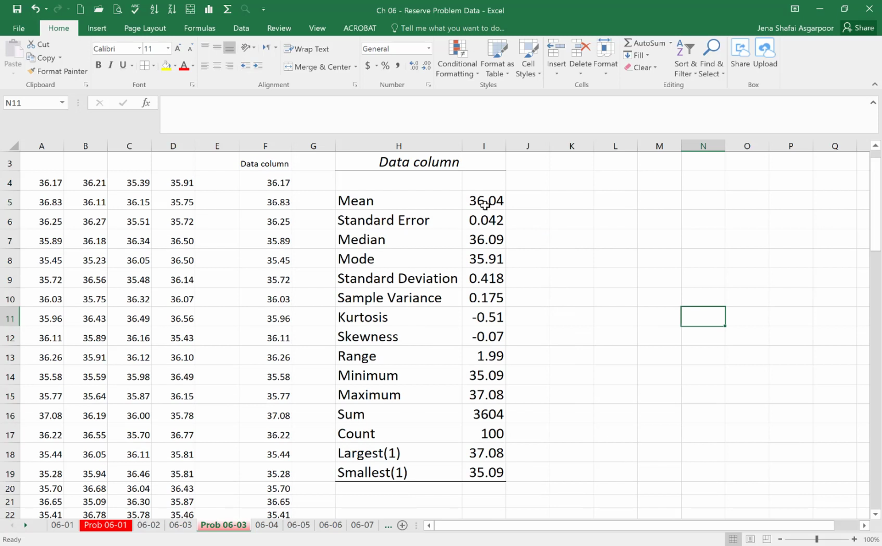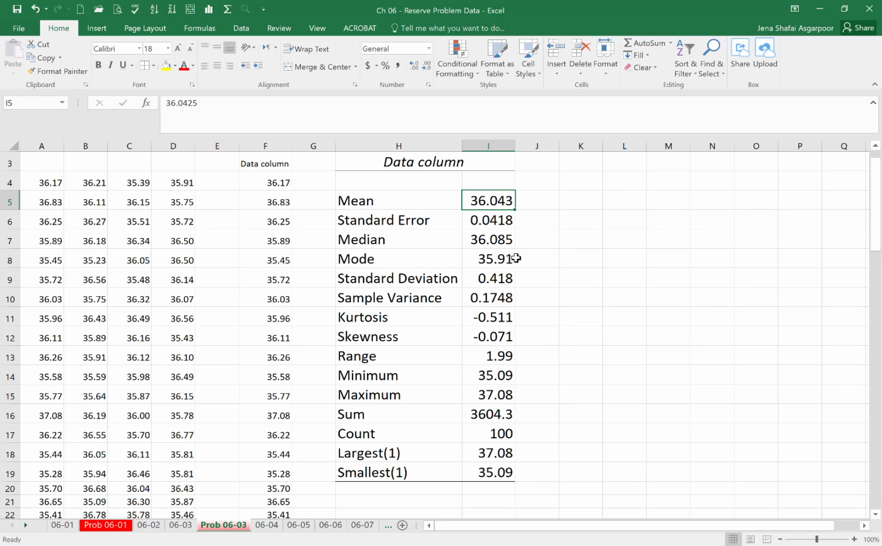Okay, so the average is 36.04. I can make this a little bigger, more digits to show. The median is 36.1 almost. The mode is the most frequently observed value. Notice that the mean and the median are fairly close to each other, and that means that the distribution is fairly symmetrical.